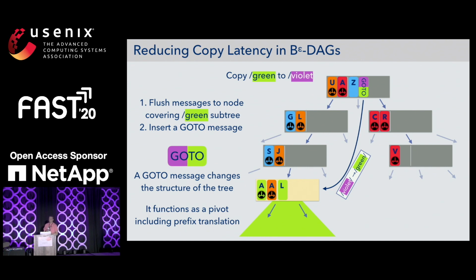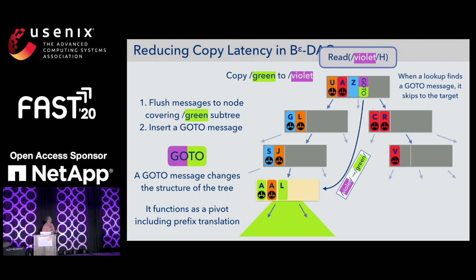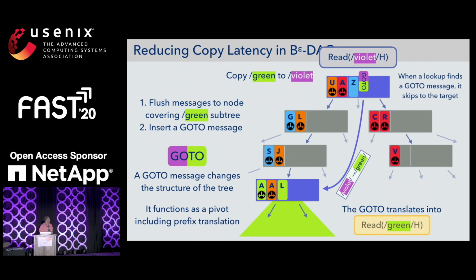It's highlighted in yellow. So the idea is when a lookup finds a go-to message, it can skip directly to the target. If we're trying to read the data of a file /violet/h, we start by looking in the root. We'd find this go-to message here for /violet. We say, aha, we're going to skip to its target along this path. And there's a prefix translation here from /violet to /green. So we're going to end up skipping down to this node here and looking for /green/h. And then eventually further down, we might actually find the data /green/h.